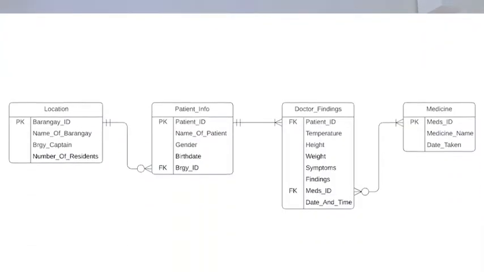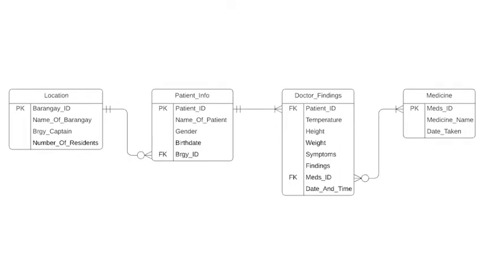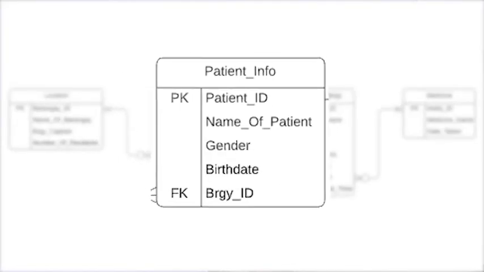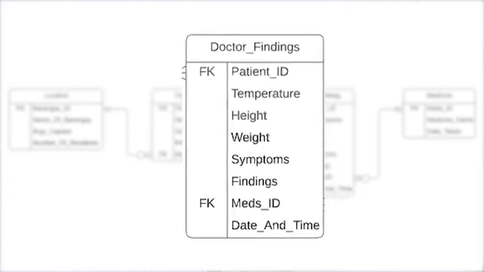Now, we are going to explain the structure of our entity relationship diagram. As you can see, we have four entities. First, the location. Second, the patient information. Third, doctor findings. And lastly, the medicine.